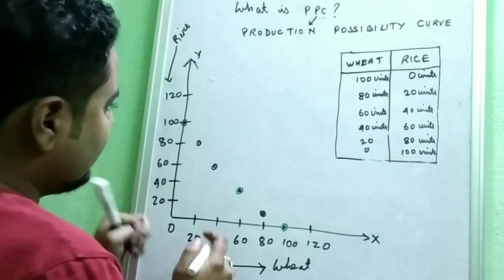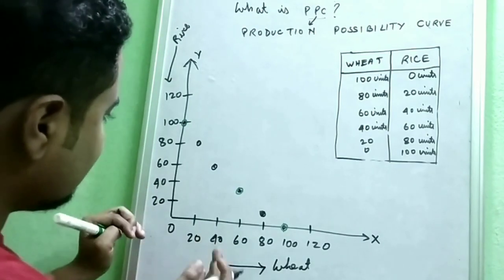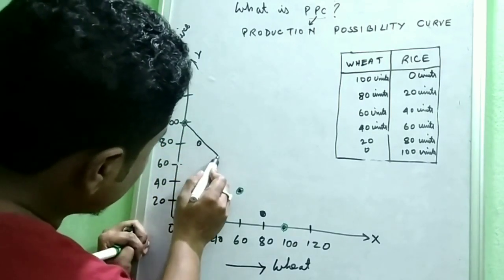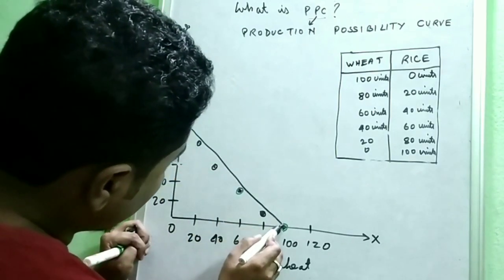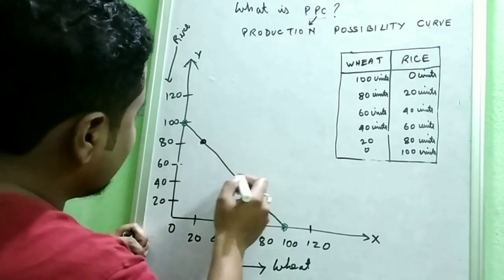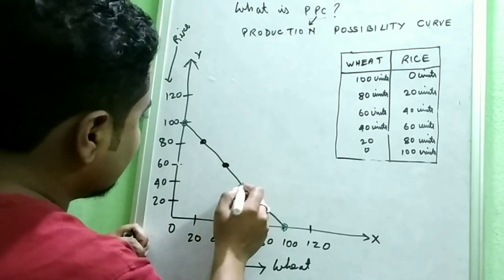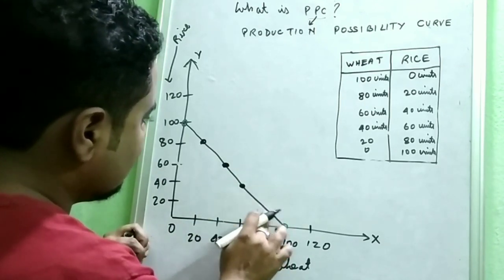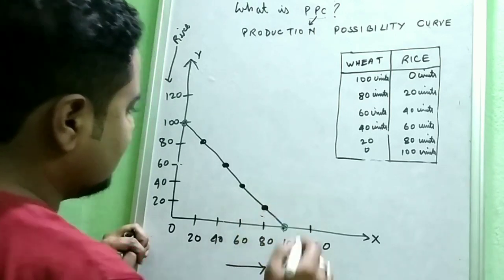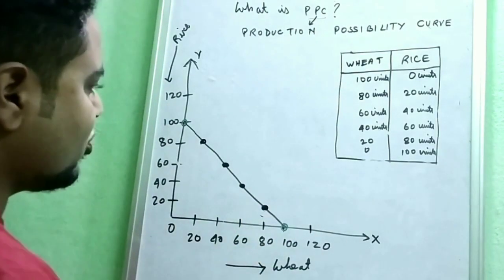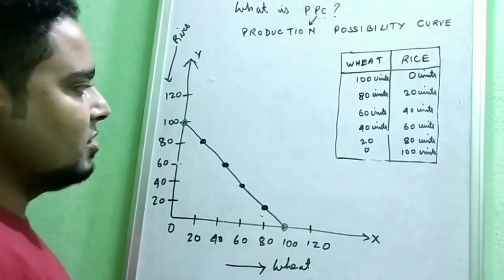Now with a freehand diagram, you can see it is a little bit unbalanced, but the curve will come somewhere like this. When you join it, it will come somewhere like this. The points will be here, here, here and here. So we have joined these points. So this is our production curve.